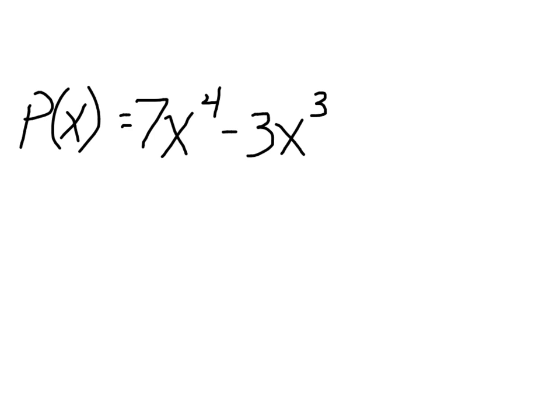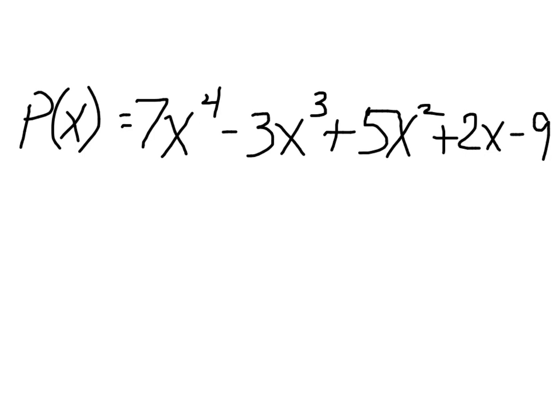What a polynomial looks like is something like this: 7x to the fourth minus 3x to the third plus 5x squared plus 2x minus 9 or something like that. That's an example of a polynomial. Now, on the first part of the section today, you're going to tell me, is this a polynomial, yes or no? For this particular one, it is a polynomial because I told you it was going to be one.